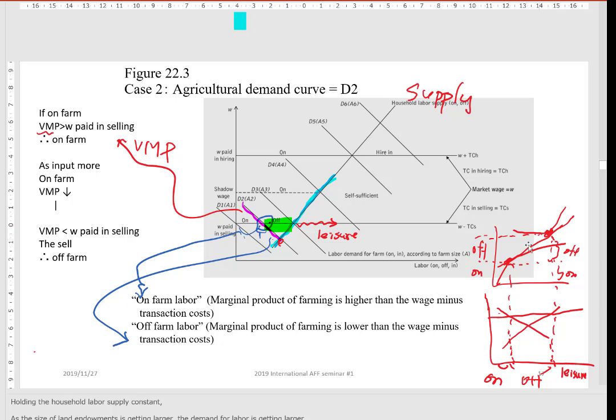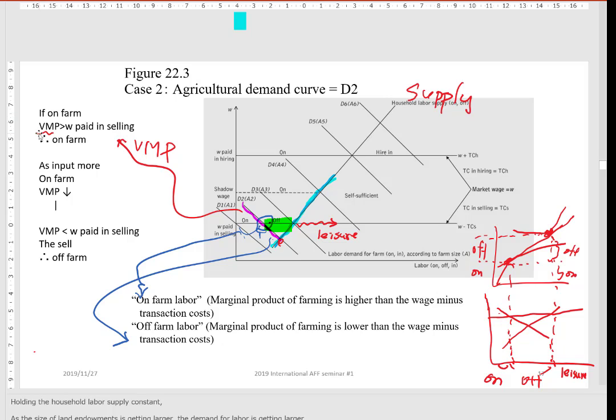As we can see, there are two equilibrium points: the consumer equilibrium point, which maximizes the utility, and the producer equilibrium point, which maximizes the revenue. As a result, the solution for household labor time allocation is on-farm this much and off-farm this much, and the rest of the time the household allocates to leisure. This is the process for explanation.